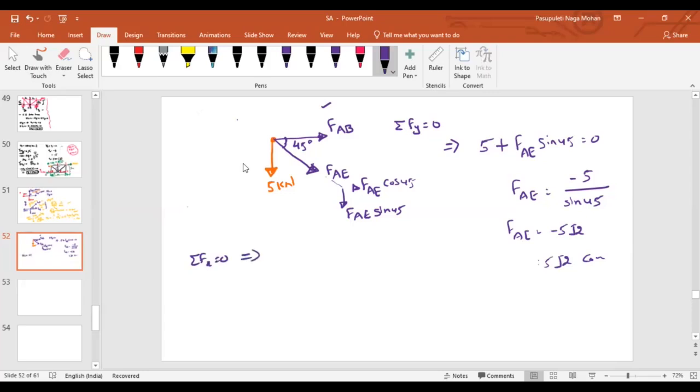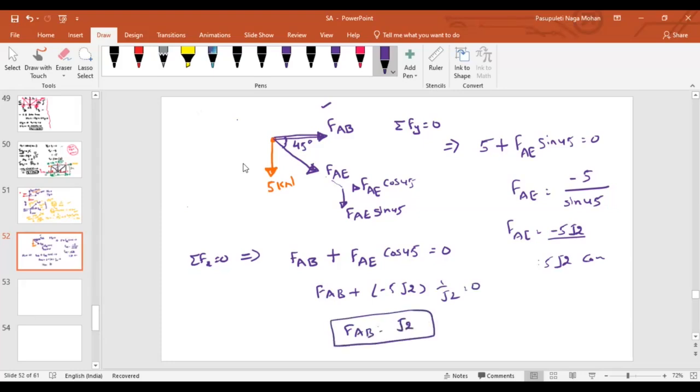Summation Fx equal to 0. FAB is truly oriented along the x direction, so you don't have any component to resolve. FAB plus FAE cos 45 is equal to 0. That means FAB plus what is the FAE value? Minus 5 root 2. Substitute with the sign: minus 5 root 2 into 1 by root 2, the root 2 cancels. FAB is equal to how much? Minus 5, minus goes plus 5. That means AB is under compression only.